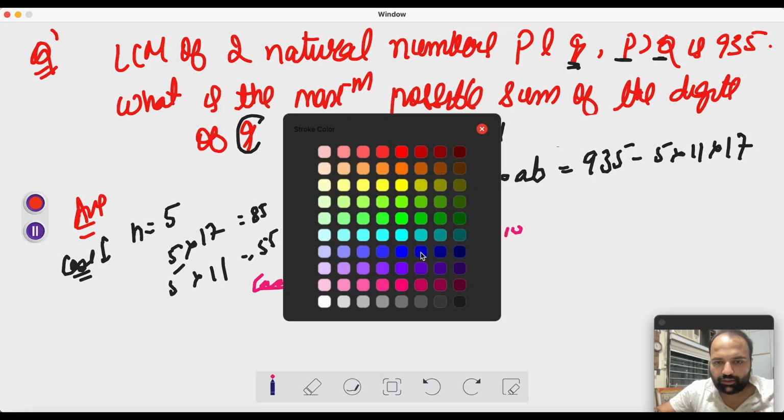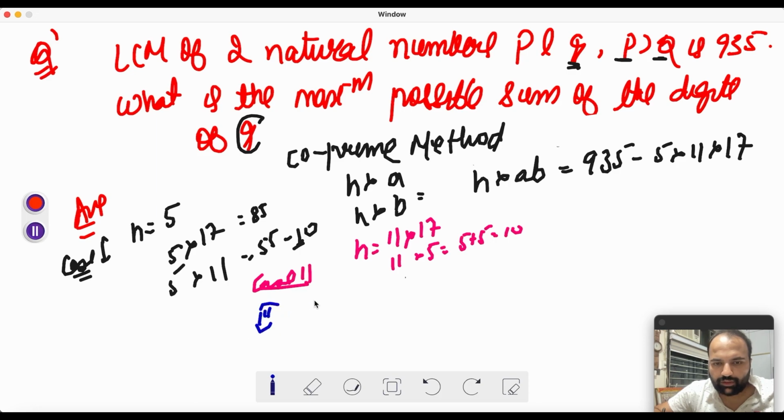Now we have to take case 3. In case 3, we can take H equal to 17. We have taken H as 5, H as 11, now H we are taking 17. So it would be 11, it would be 5. So the LCM is 17 into 11 into 5. So again, it's 85 plus 5, so it is 13. As of now, we have got 13, which looks to be highest, but we still have to look for more options.